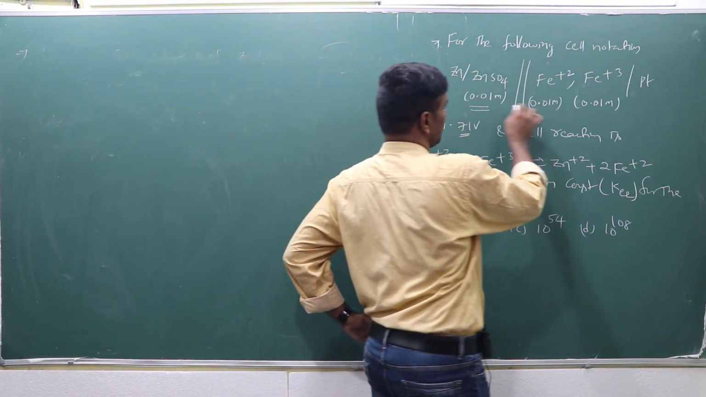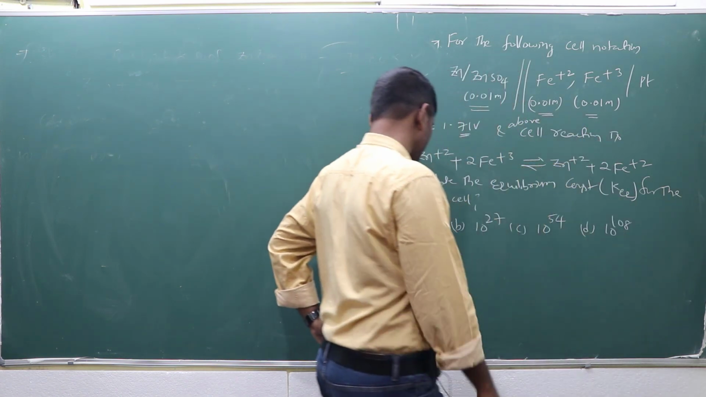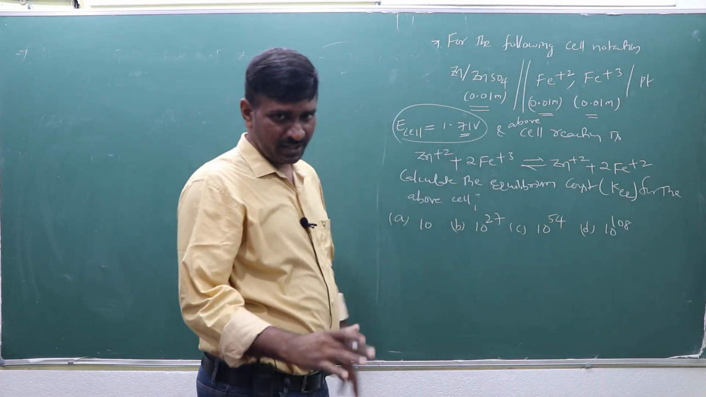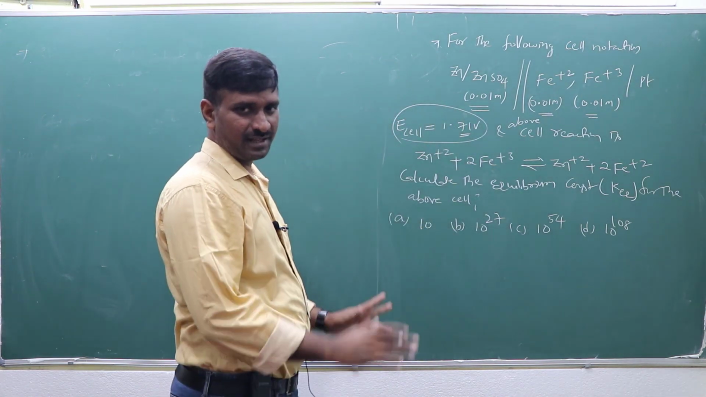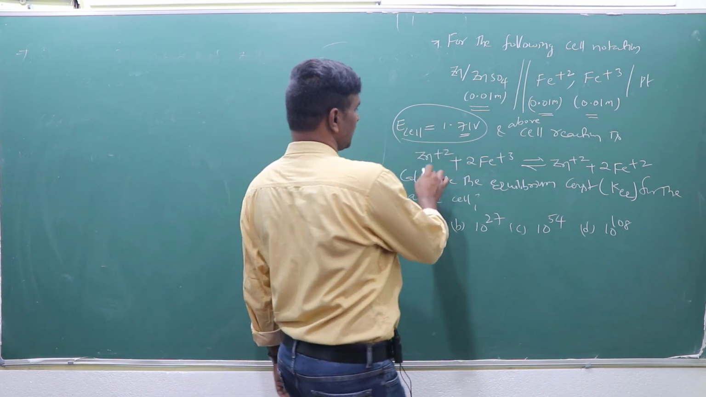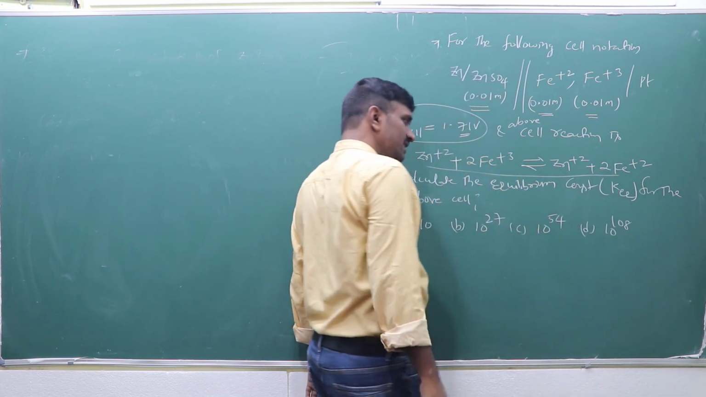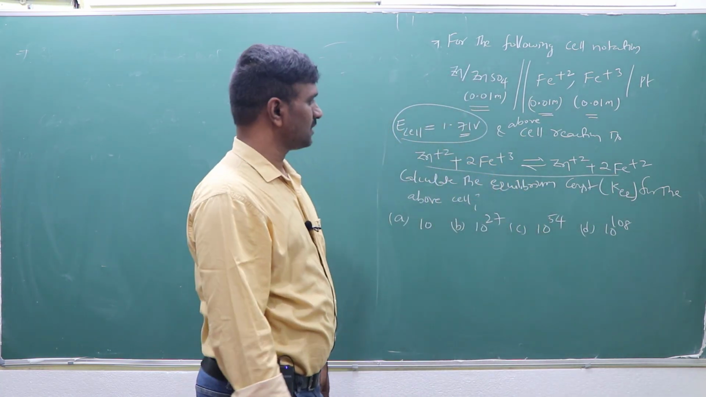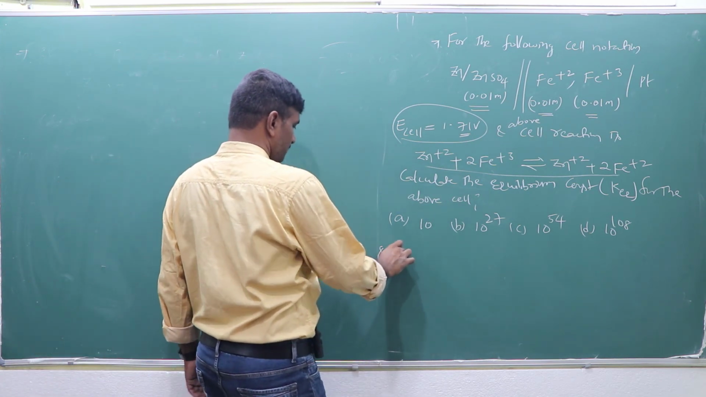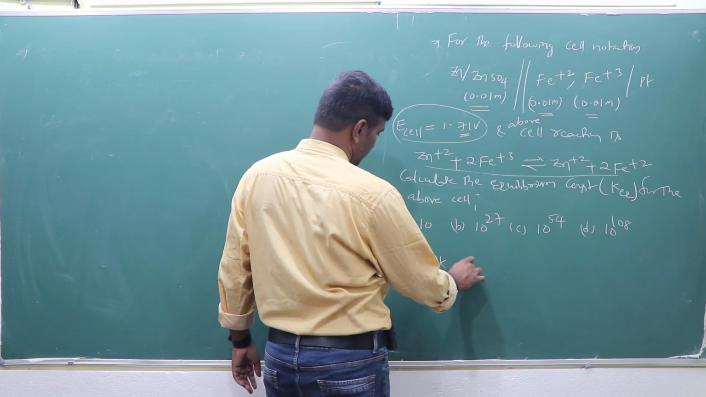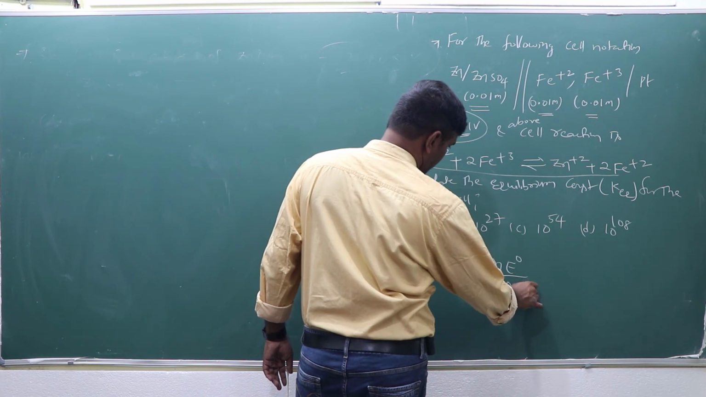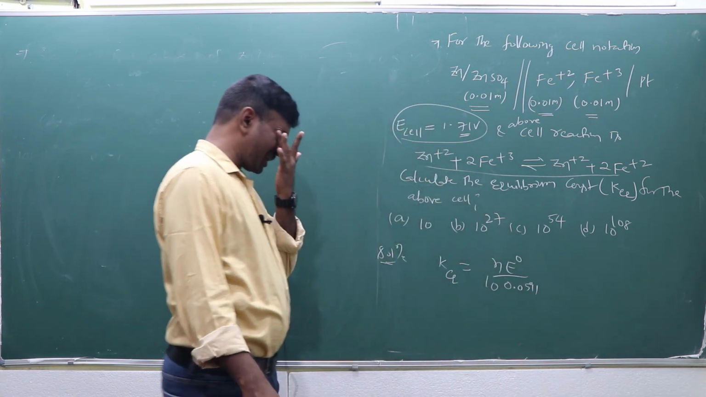Concentrations are mentioned. Cell notation is mentioned. And E cell value is given instead of the standard reduction potential values, so it is directly mentioned as the E cell value. The cell reaction is also given. Why can this cell reaction be used? To know the n value, because based on the problem, K equilibrium is equal to 10 to the power of nE naught by 0.0591. This is the principle.